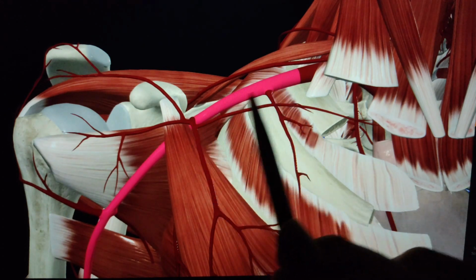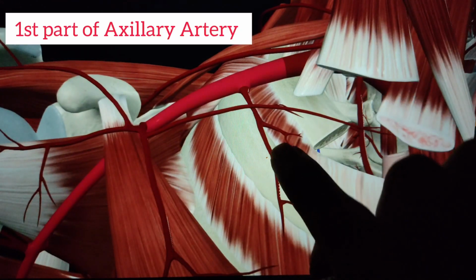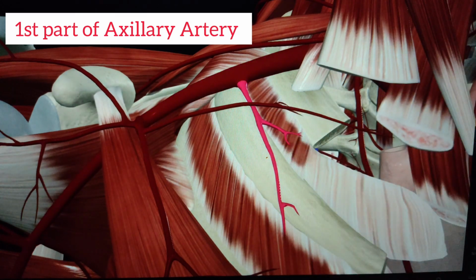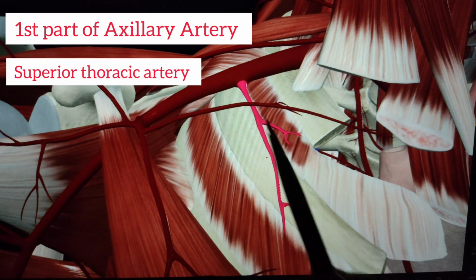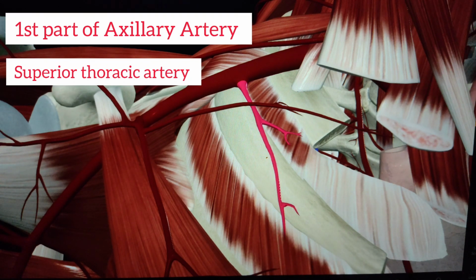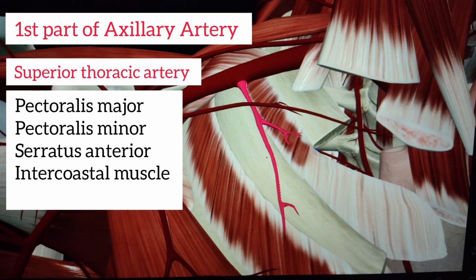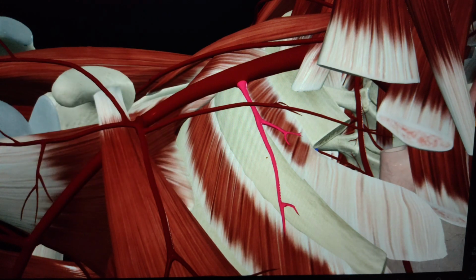So this is the first part of the axillary artery, and the artery that arises from the first part is the superior thoracic artery. Now students, this artery supplies the pectoralis major and minor muscles. It also supplies the serratus anterior and intercostal muscles.